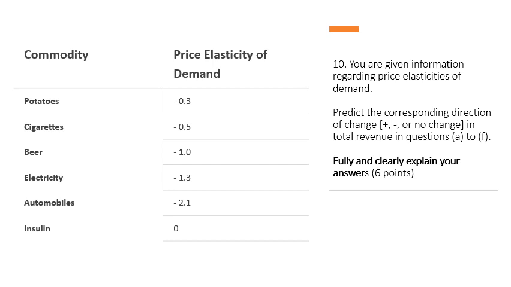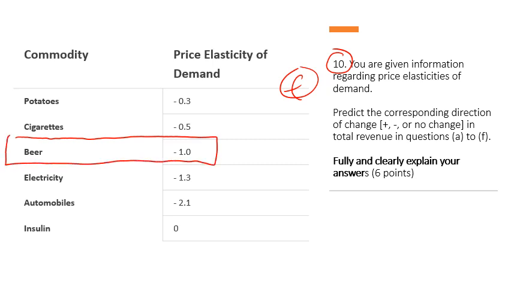Okay, so here we are. Number 10F, which is the last one, and my favorite one too. So the product in question is beer. And you notice that the price elasticity of demand for beer is negative 1.0, which makes beer unit elastic.